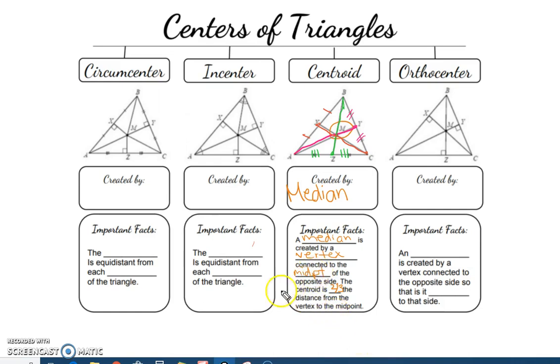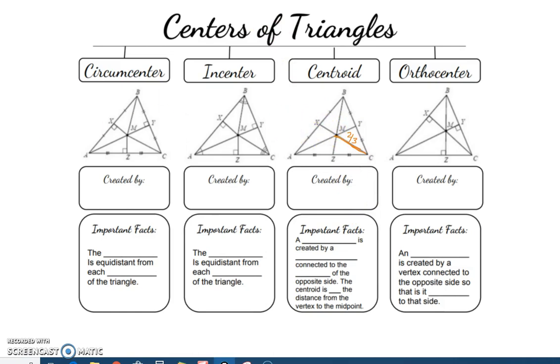from the vertex to the midpoint. 2/3 the distance from the vertex to the midpoint. Now, pause it here if you need to get the color coding down. I need to erase it to show you another property. Okay, so one of the things that I've learned about centroids is this part from C to M is 2/3 of the length. So we're exploring that property a little bit more.